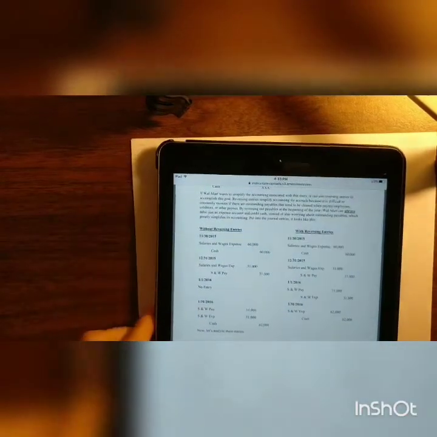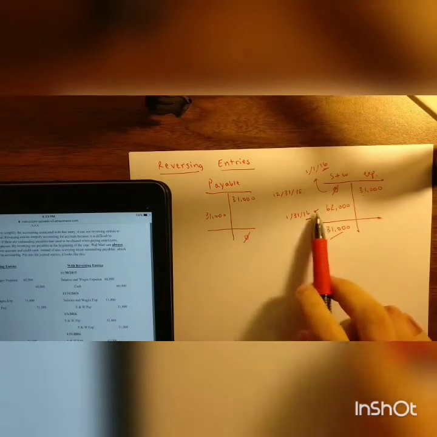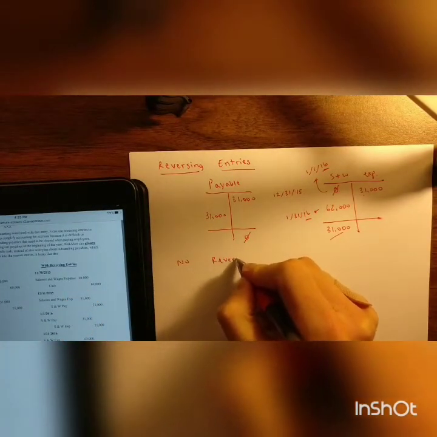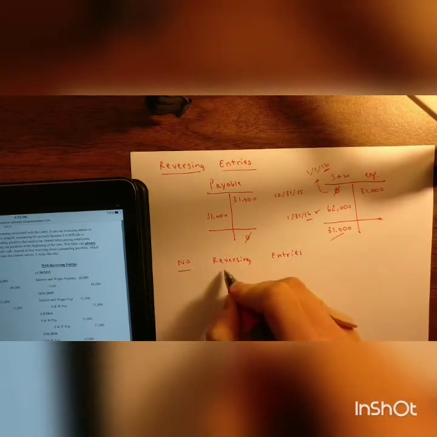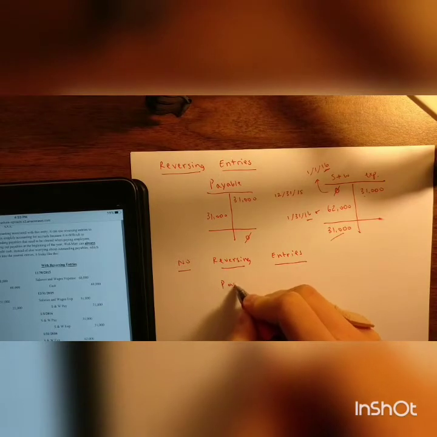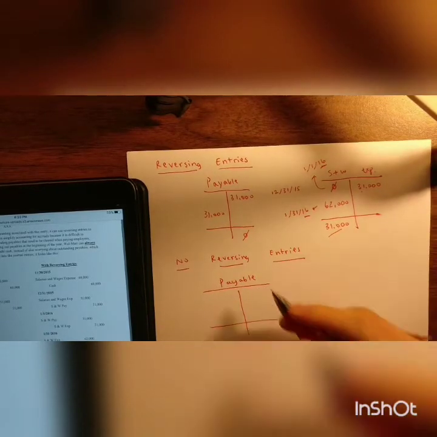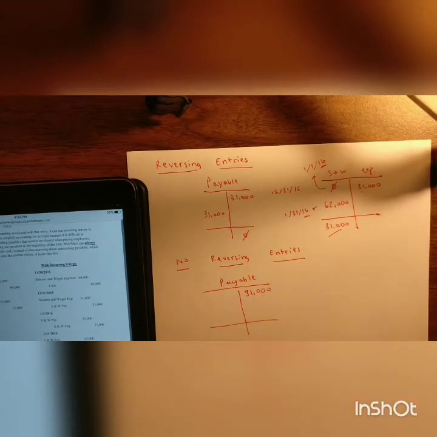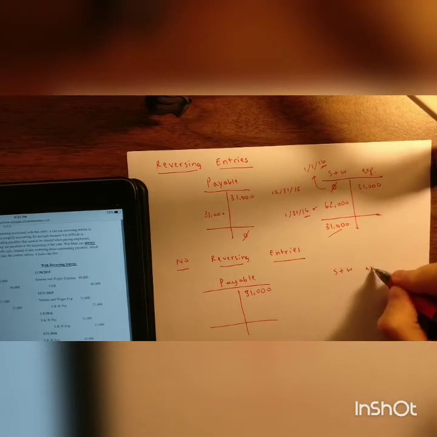So now we can kind of compare the two methods. So this one here is with the reversing entries. We can compare the T accounts. So if we have no reversing entries, we can look at the T accounts as well. So you would have your payable, so that's still going to be 31,000, because that's not going to change based off of the method that we're using for reversing entries. And then we would have our salaries and wages expense account.